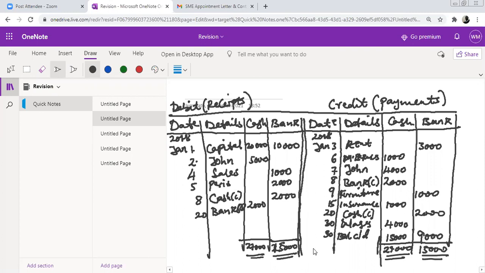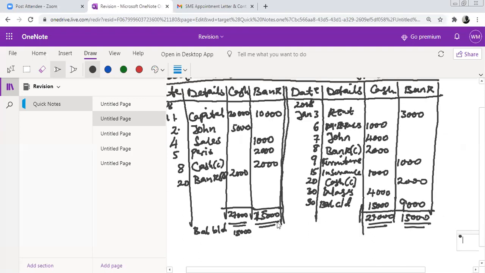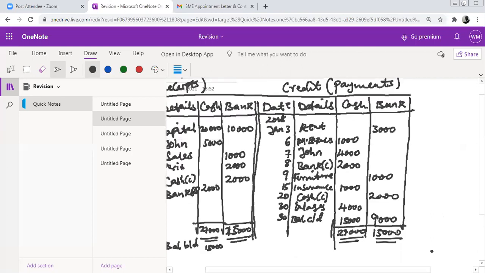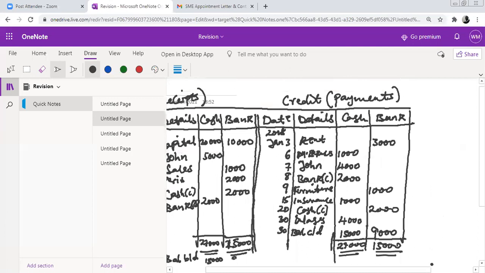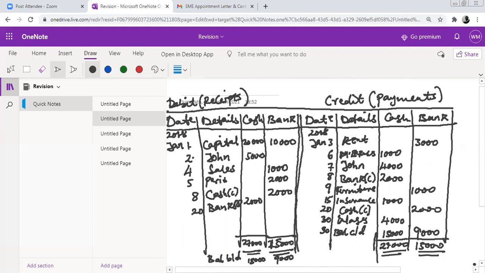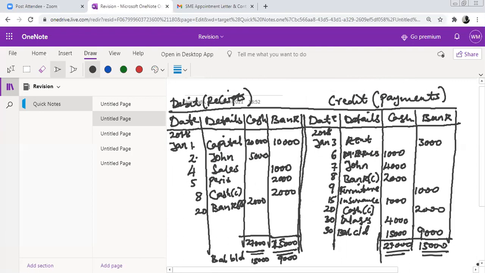One thing you will note that when we go to the next period, this one will be our starting balance. We normally call it balance brought down. The starting balance, cash we had 15,000, and the other one is 9,000. And that is your 2-column cash book.